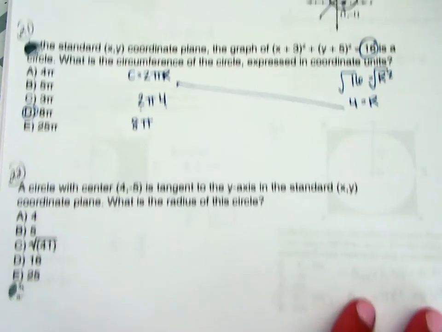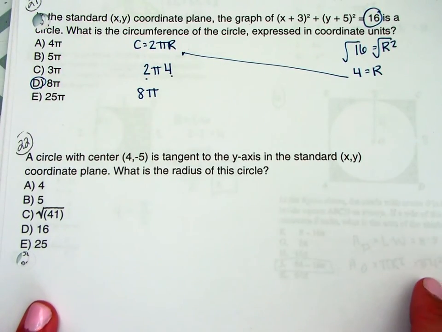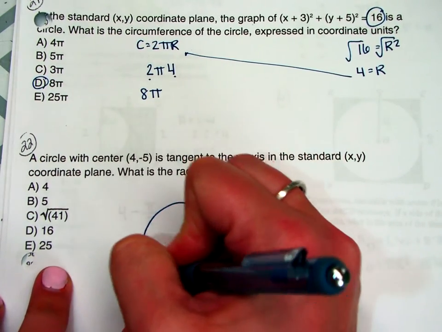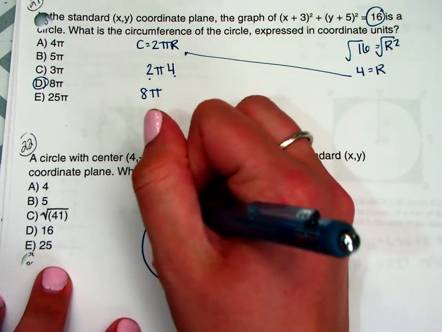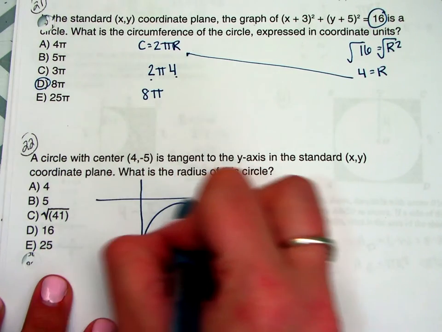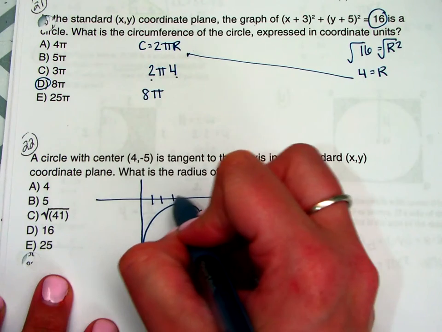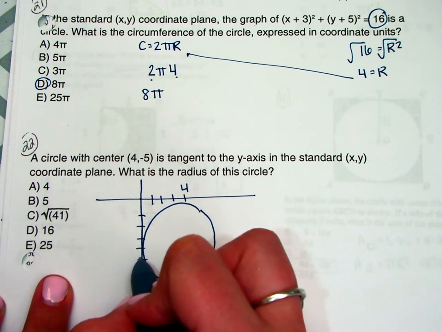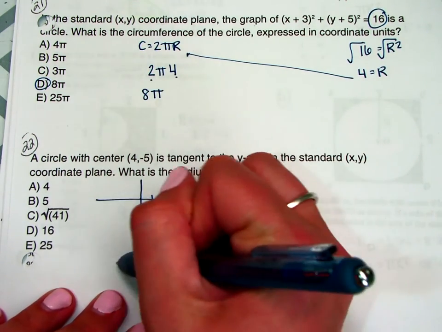Okay, last problem. Circle with center 4, -5 is tangent to the y-axis. What is the radius of the circle? So I'm going to go ahead and draw the circle first. And we know that it's tangent to the y-axis. So 4, 1, 2, 3, 4, down 5, 1, 2, 3, 4, 5. Sorry, it's like a poor drawing. So 4, -5 is located here.